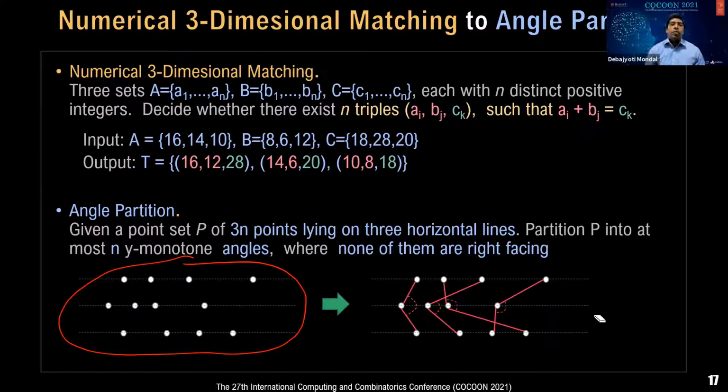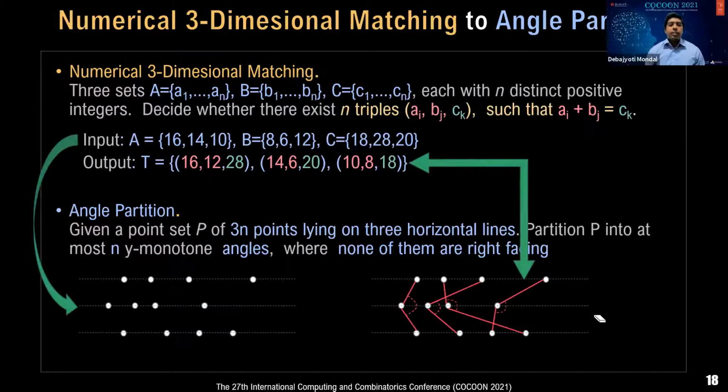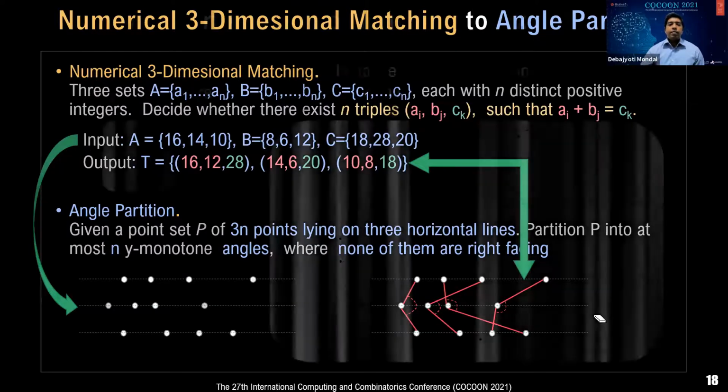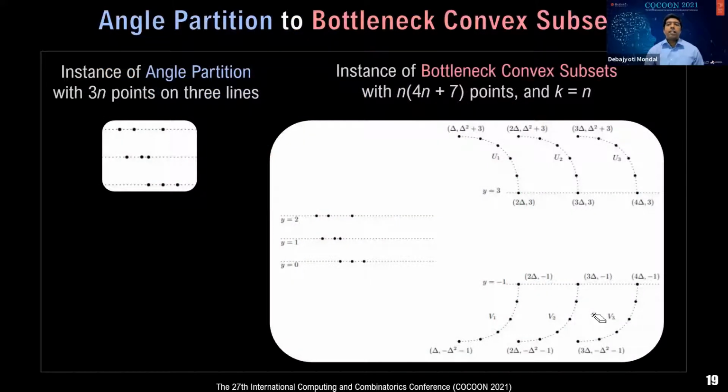And we want to show that the numerical three-dimensional matching can be reduced to angle partition. So what we do is, for every input instance of numerical three-dimensional matching, show how to construct an instance of angle partition. And finally, we show that there is a solution to the numerical three-dimensional matching if and only if you can find n angles which are y-monotone and none of them are right facing. Then we move on to the bottleneck convex subsets problem.